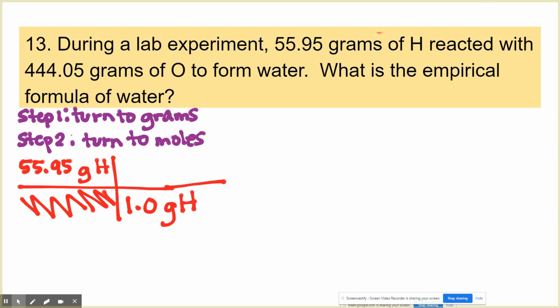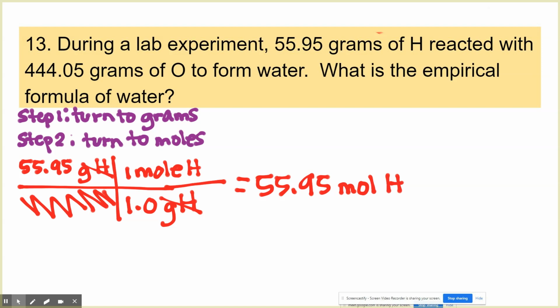So where does 1 mole go? At the very top. Right. The grams cancel out like in algebra. 55.95 times 1 divided by 1 gives me, of course, 55.95. Okay, and this is moles of H.